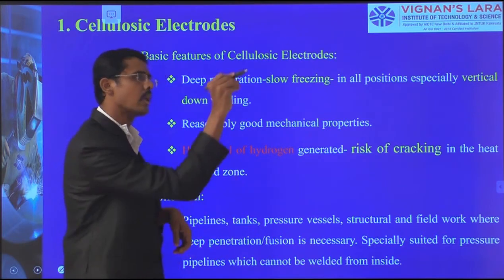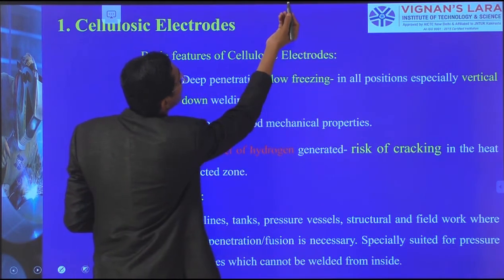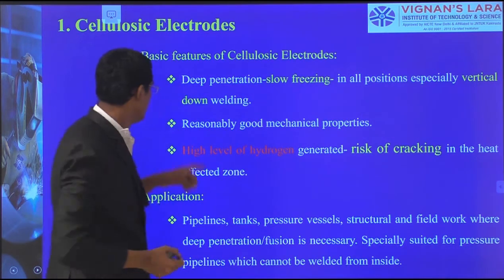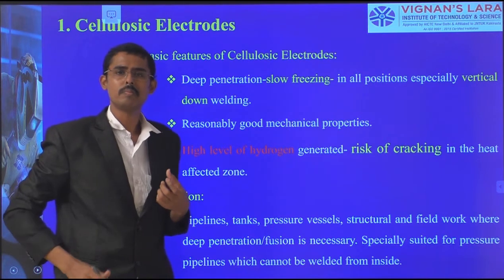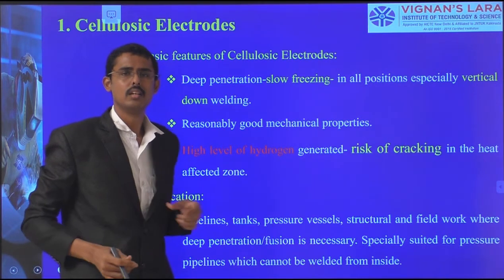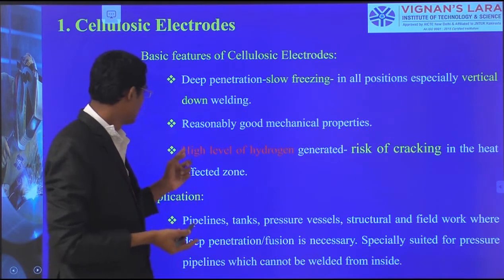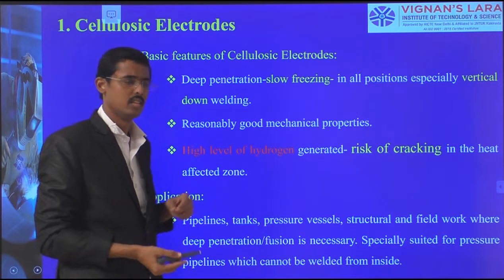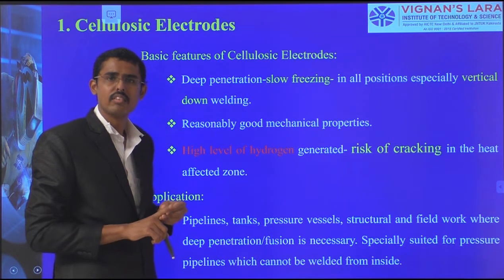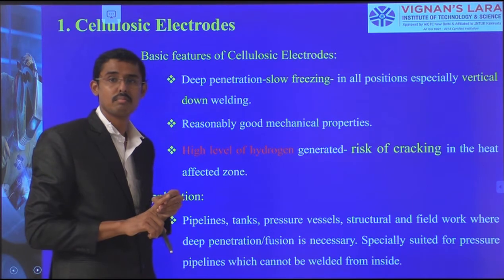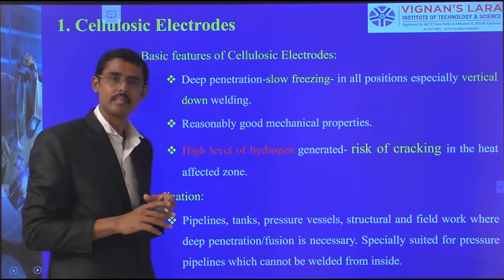So that is somehow the disadvantage, but we can use it for vertical downward. Vertical downward we can do like this. Like this we do vertical downward. Vertical upward or overhead portion is somehow difficult. Reasonably good mechanical properties, tensile strength and impact, we are getting reasonably good. Here the problem occurs: a high level of hydrogen is generated. So we are avoiding slow freezing and avoiding the crack propagation by distortions, but here the hydrogen is generated.